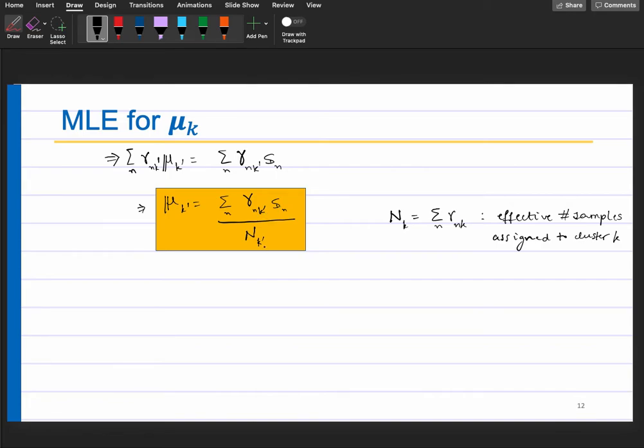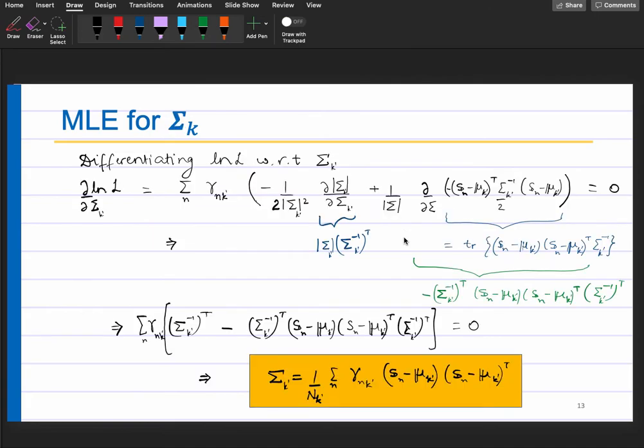Now compare it with the k-means clustering case. What was the mu? Mu was the average of all the points which belong to this cluster, right? In this case, since we have soft assignment, these weights get multiplied. So the weight of this sample, which means the probability that this sample belongs to this cluster, divided by the sum over all these weights. Nk is the sum over all the weights, right? So this is the thing. This is the maximum likelihood estimate for mu k.